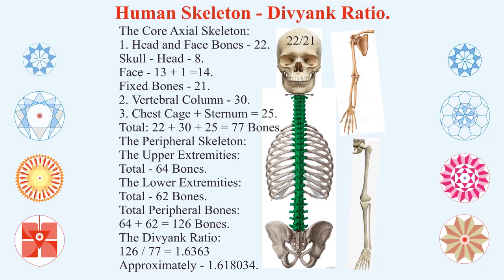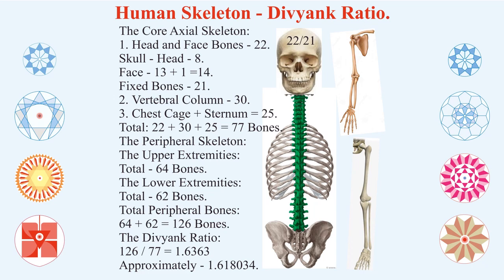Now, added to that is the vertebral column, which has 30 bones. What are they? 7 cervical, 12 thoracic, 5 lumbar, 5 sacrum, and 1 fused bone of the coccyx. That makes it 30. Then the chest cage, which is supported around, is made of 25 parts. That means there are 12 pairs of ribs, that makes it 24, plus the sternum in the center, makes it 25. And the total number of bones in the core axial skeleton is 22 plus 30 plus 25 equals 77 bones. So the center, as you can see in the picture, has 77 bones.